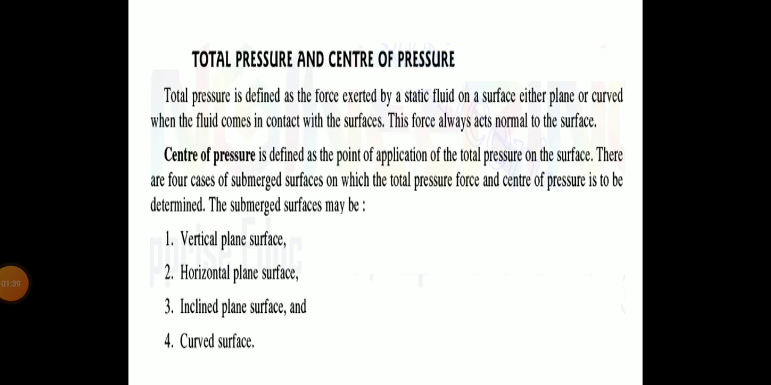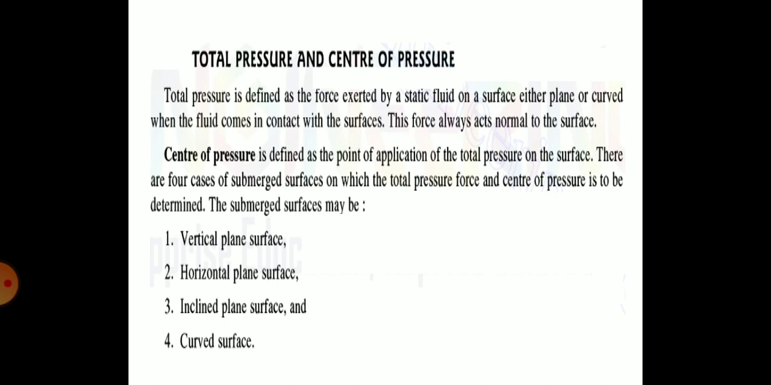Then the total pressure and center of pressure. First we will see the definition of total pressure. Total pressure is defined as the force exerted by a static fluid on a surface, either plane or curved, when the fluid comes in contact with the surface, and this force always acts normal to the surface. Then the center of pressure: it is defined as the point of application of the total pressure on the surface.